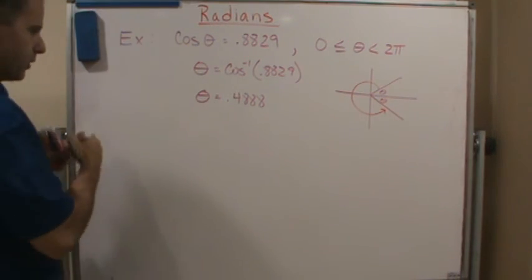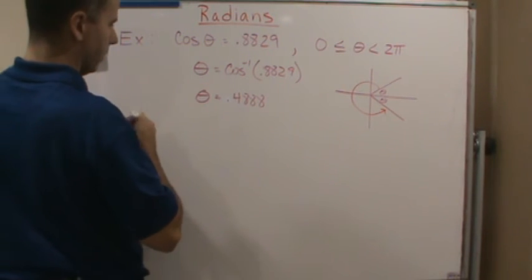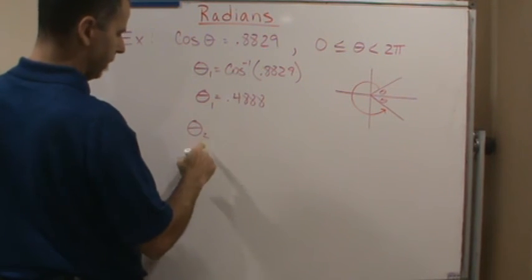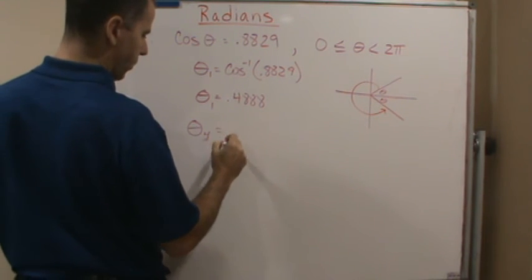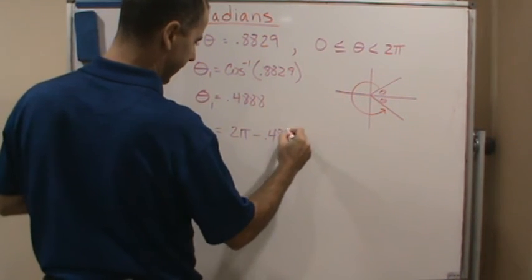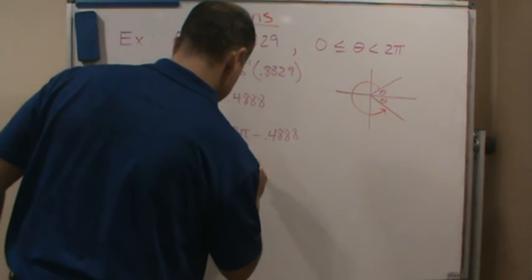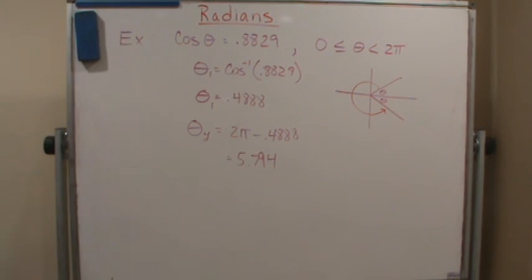So to get the fourth quadrant angle, let's call this theta 1, and then let's call the other one theta 4 for the fourth quadrant. So theta 4 is going to equal 2 pi minus 0.4888. And so what does that give us? That gives us a fourth quadrant angle of 5.794. And that's it. That's how you do it.